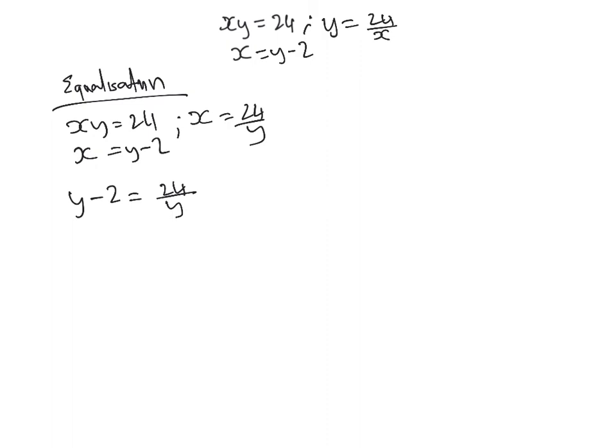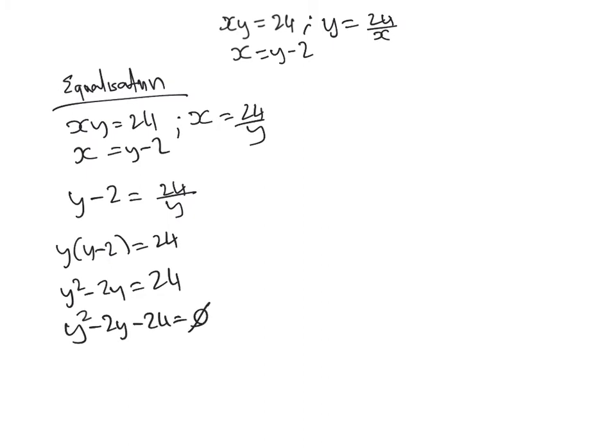So all we've got to do now is rearrange and create our quadratic. So first thing we're going to do, multiply both sides by y. So we're going to have y(y minus 2) equals 24. Multiply out: y squared minus 2y equals 24, and create our equals 0 quadratic: y squared minus 2y minus 24 equals 0. Okay, and then what we're going to do is solve that in a minute.